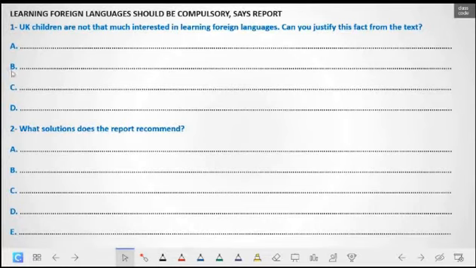So we have A, B, C, D. So you need to find 4 justifications, 4 reasons why the UK children are not that much interested in learning foreign languages. Question number 2, what solutions does the report recommend? So to overcome this problem, what does the report suggest? What do they tell us that should be done in order to overcome this problem?